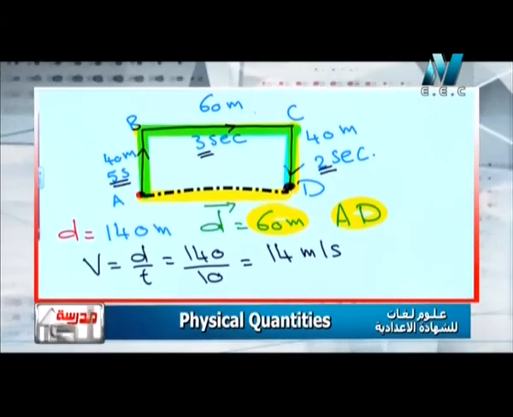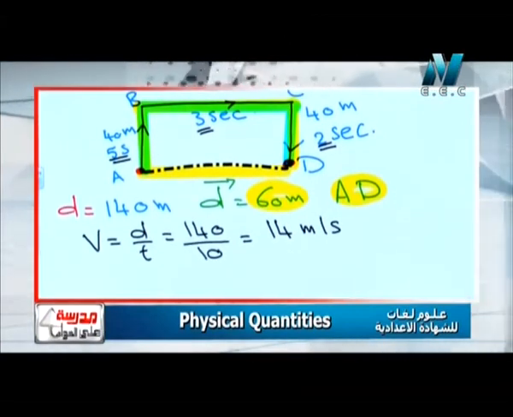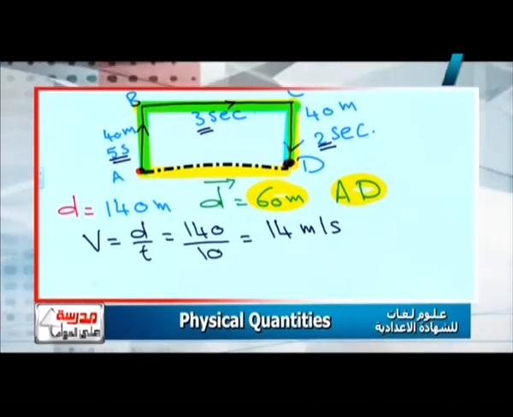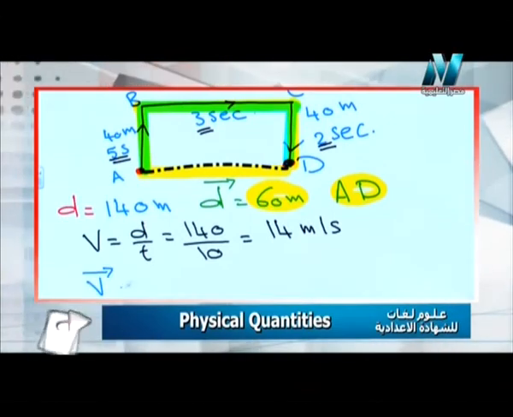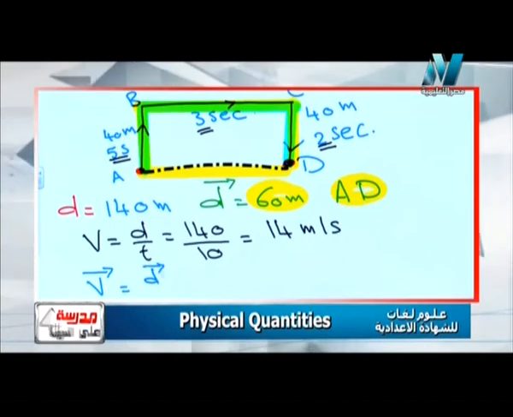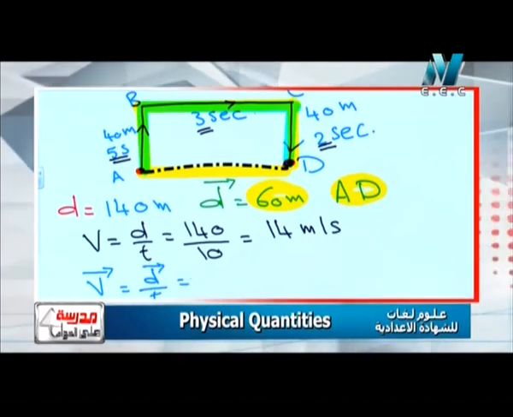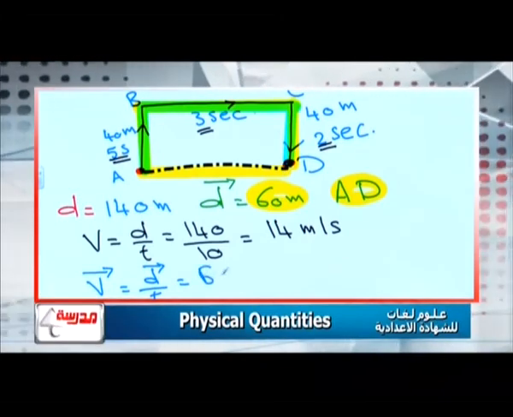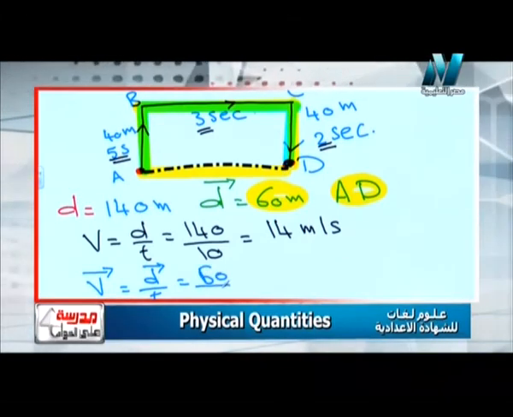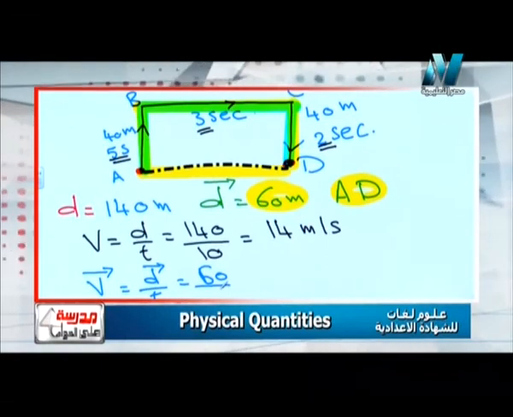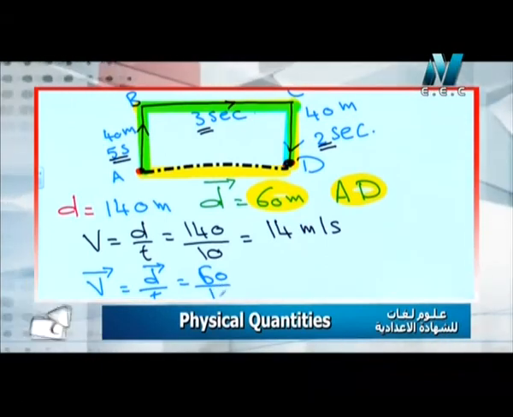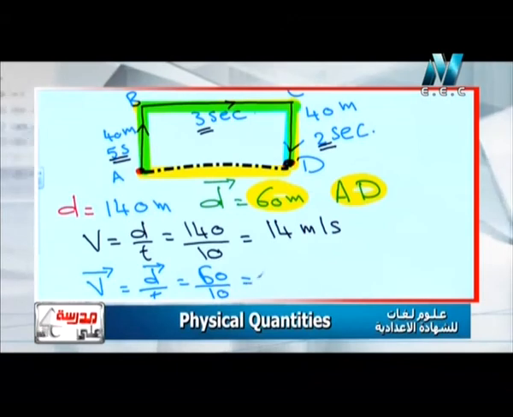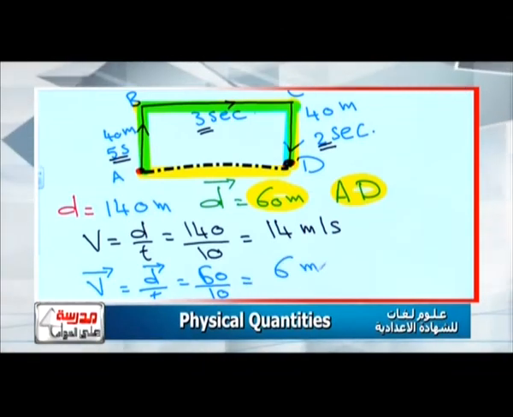If we want to calculate velocity, v, as we have displacement over time, so we have what? Not 140, we have 60, the displacement, over the total time, so over 10. So how many? It equals 6 meters per second.